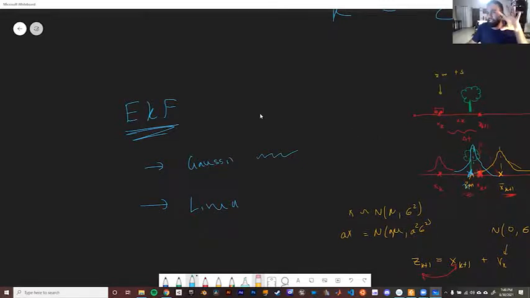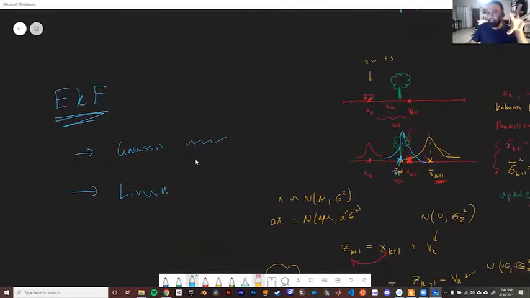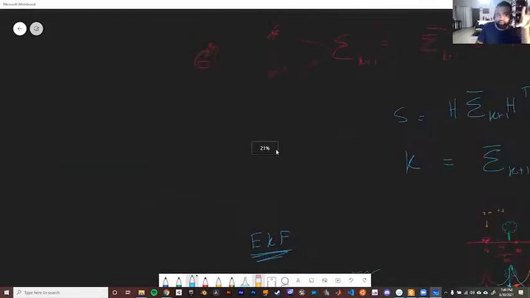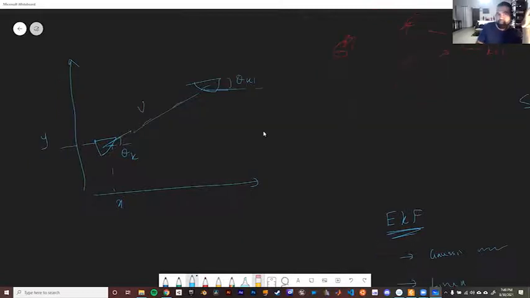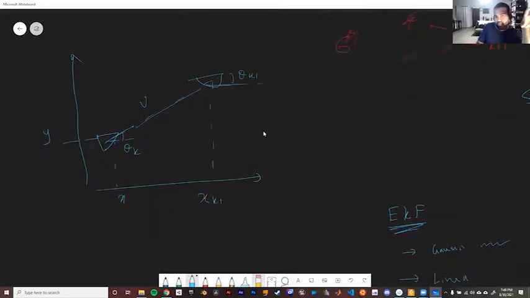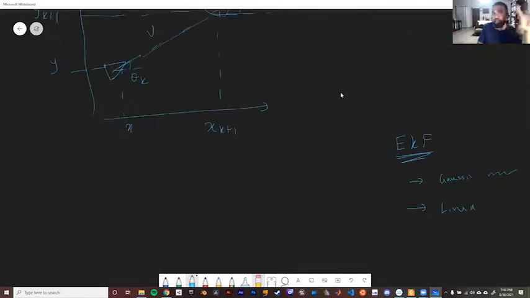Because in reality, in this 1D example, everything is linear. But think about a simple 2D example, right? Let's say the robot is here and the robot is moving here like this, and let's say the robot has an angle of theta here. Let's take theta k, and this is theta k plus 1. And this is x, and this is y. And we have a certain velocity that it moved, right? In a 2D example, if I take xk plus 1 and yk plus 1, you instantly see that there is a non-linearity here.